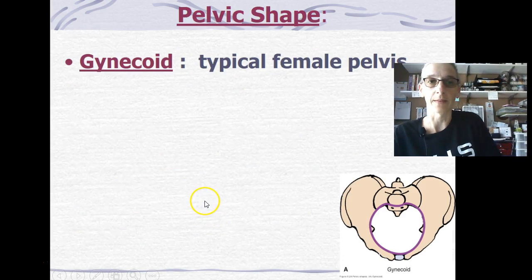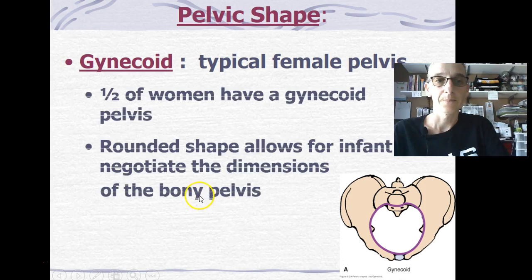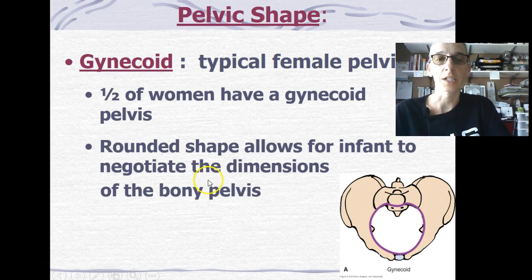All right, gynecoid pelvis. This again is your ideal pelvis for birth. It is the typical female pelvis. Half of the women have a gynecoid pelvis. The rounded shape allows for the infant to negotiate the dimensions of the bony pelvis and the ischial spines here very well.